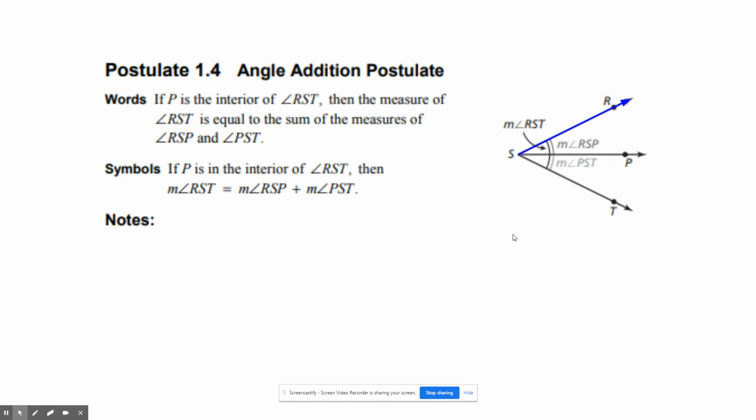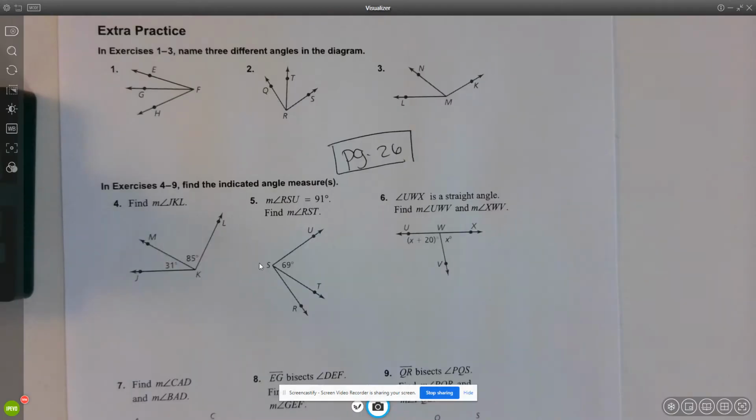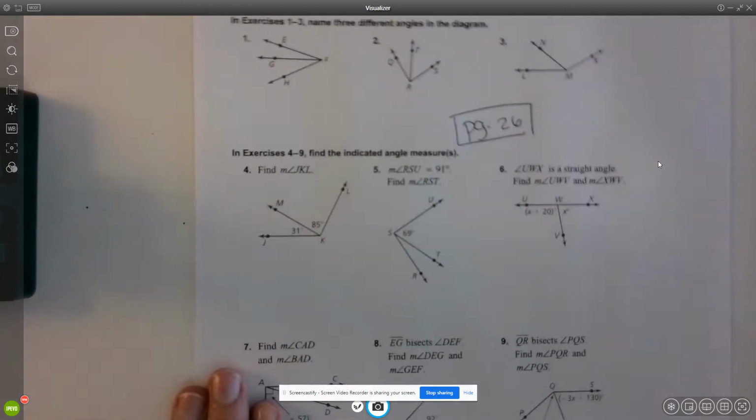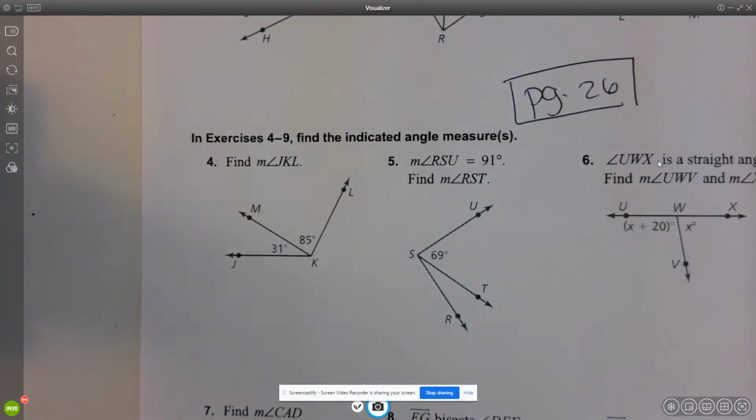So in this picture, if you have this blue angle here and this purple angle here, together their measures would add to equal the larger orange angle. The part plus the part equals the whole. So we're going to do extra practice on page 26. So please turn there in your student journal. And we're going to start with number 4.